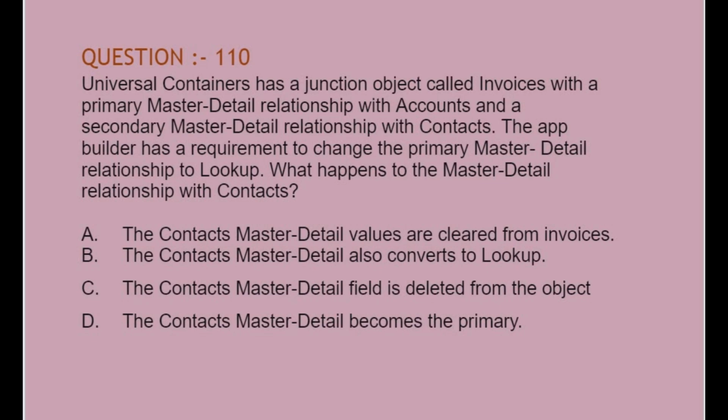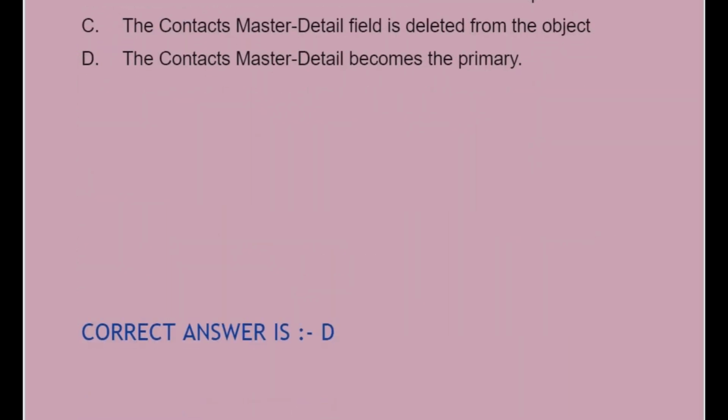Option A the contact's master detail values are cleared from invoices. Option B the contact's master detail also converts to lookup. Option C the contact's master detail field is deleted from the object. Option D the contact's master detail becomes the primary. Correct answer is option D.